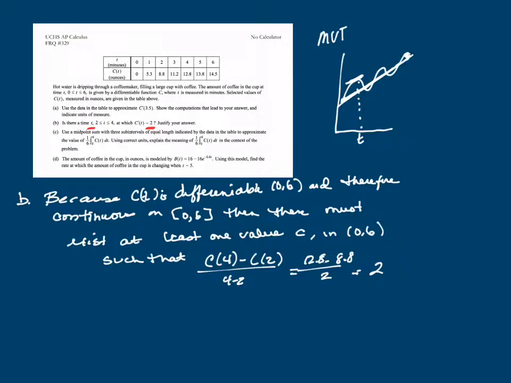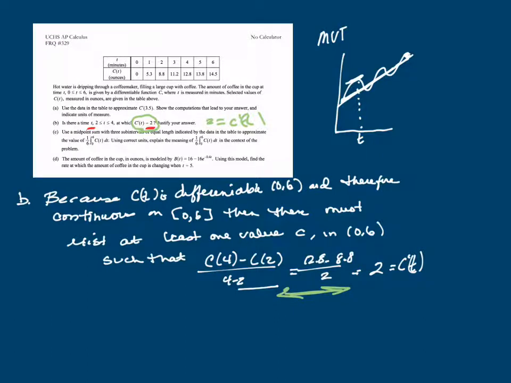Equals 2. Because it's differentiable and continuous, there must exist at least one value C in (0, 6) such that the average rate of change, which is equal to 2, is equal to C prime of T. Notice this right here, I'm going to circle this in green. You did it the other way around. We said 2 equals C prime of T because we're putting these two steps together. So that would be part B, mean value theorem.